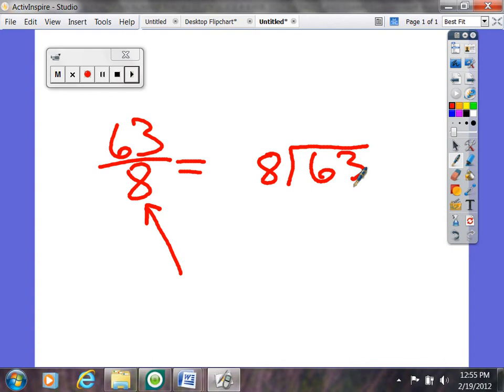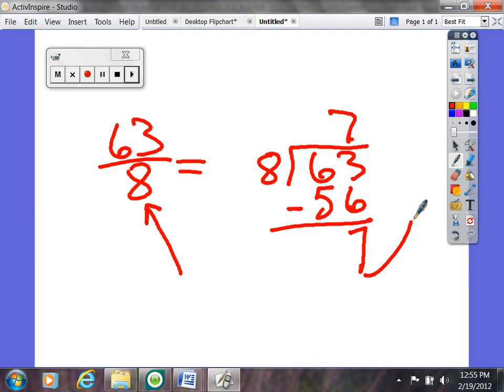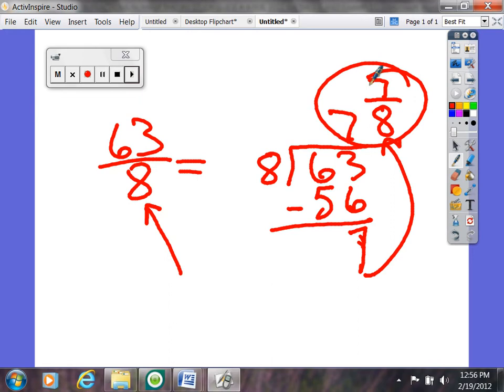All right, 8 will go into 63. I should know that immediately, 7 times. 7 times 8 is 56. Now I'm going to subtract. I get 7. What do I do with my 7? I take it and I put it as my remainder. I don't just say remainder of 7. I take my 7 and put it over the 8 that I divided by. So there's 7 and 7/8. So 63/8 as a mixed number is 7 and 7/8.